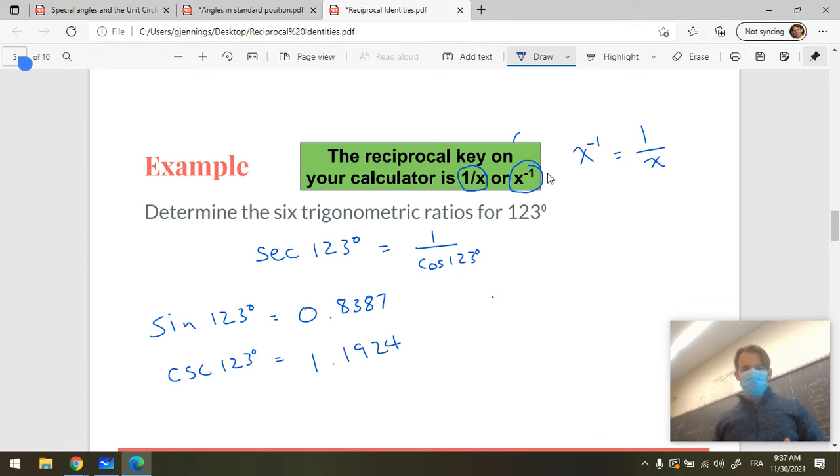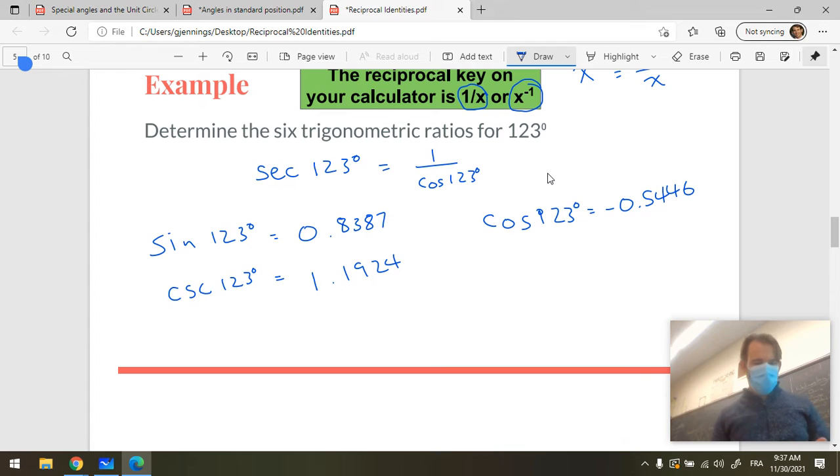Now, if we look at cosine of 123 degrees, I just punched it out on my calculator, cosine 123 equals negative 0.5446. So check your answers on your calculator, make sure you're getting the same thing. And then to find the inverse of that, I just use my inverse button and equals.